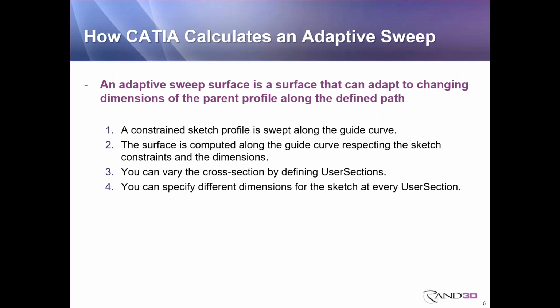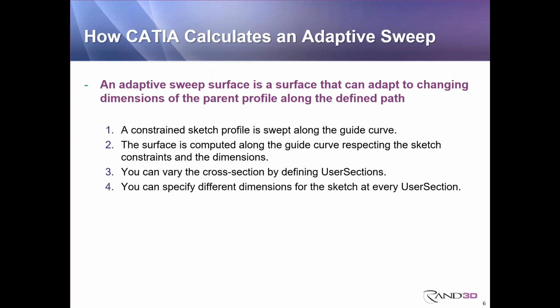From there, you can ensure relative positioning of the sections with the reference elements through your constraints. I'll give you some tips on certain constraints that can allow for appropriate interaction between the profiles and the guide curve. And you can specify different dimensions for the sketch at every what's called user section. So we'll go into that a little bit here.